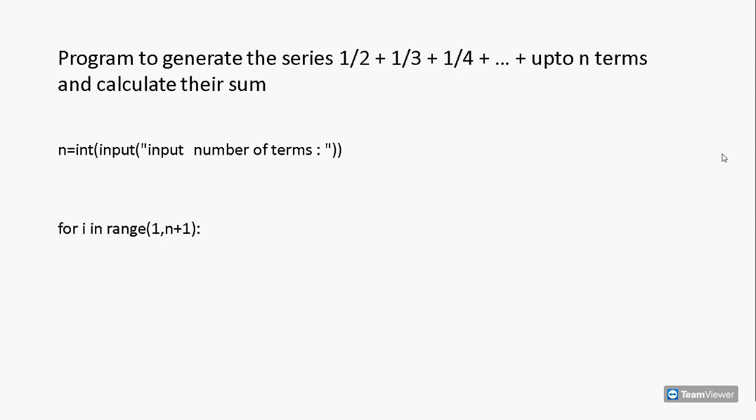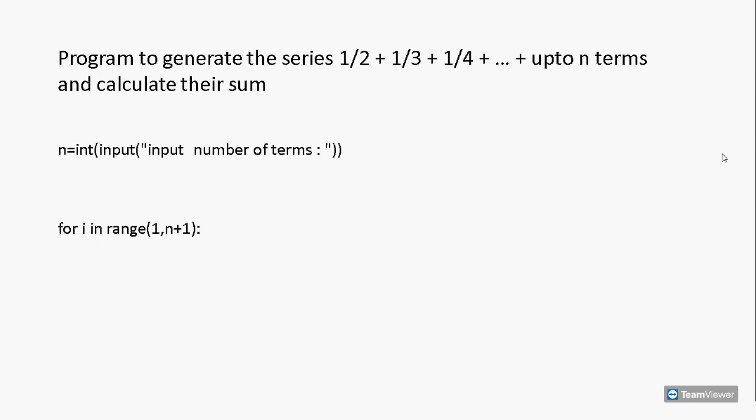But these are not the actual terms of the series. The actual terms are 1 by 2, 1 by 3, 1 by 4, so on and so forth. Until now we have the numbers 1 to n generated, but the terms we need are 1 by 2, 1 by 3, 1 by 4, etc.